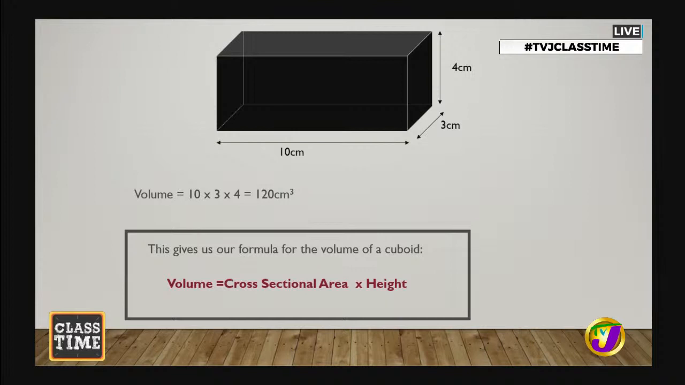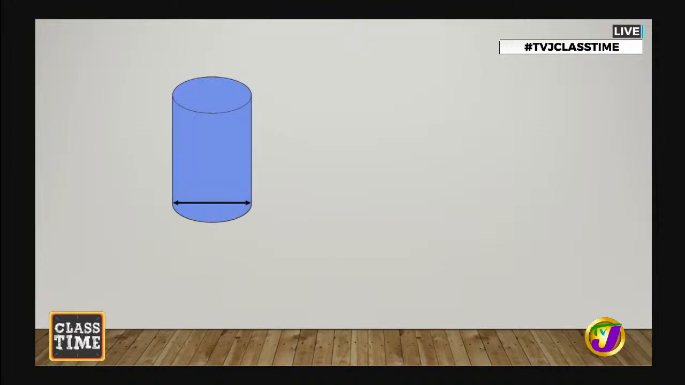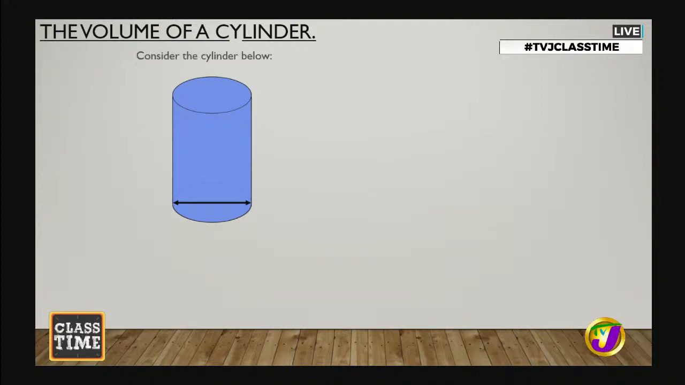Yes. Now here we have a cylinder. And these are the dimensions. We have a diameter of 4 centimeters and it has a height of 6 centimeters, and we want to calculate the volume. I'm seeing something peculiar, Nikisha. I'm seeing a uniform cross-section on this shape. And what is that? That uniform cross-section in this case would be a circle.